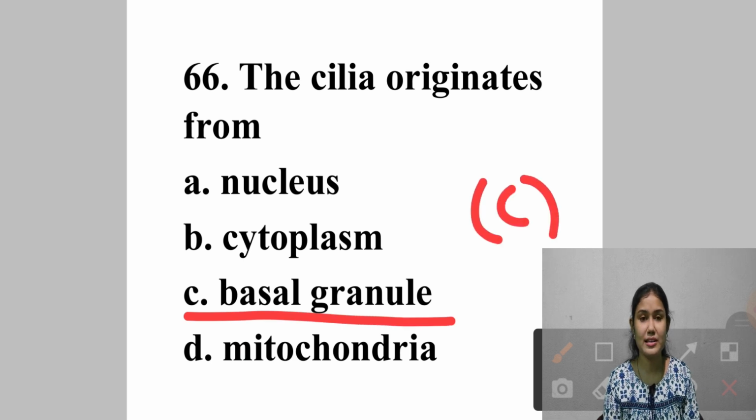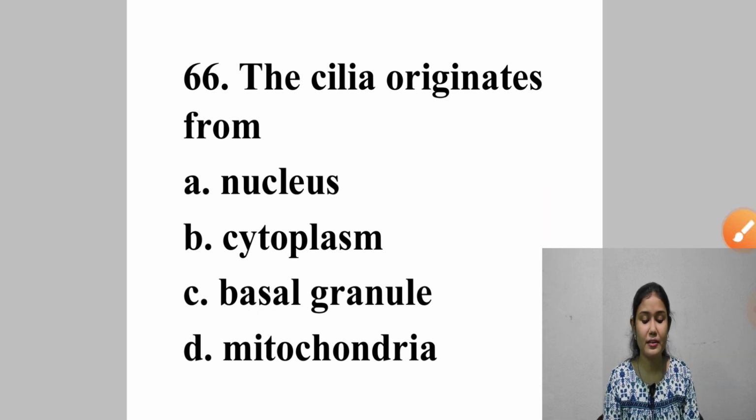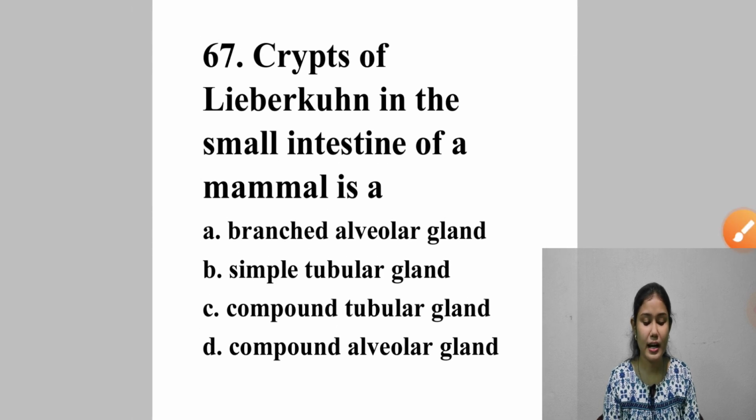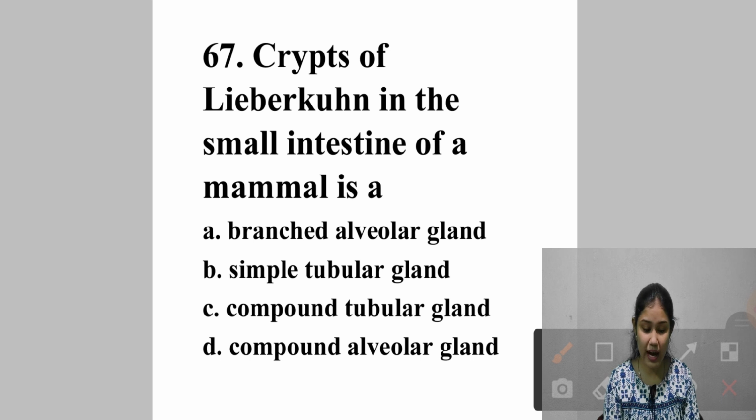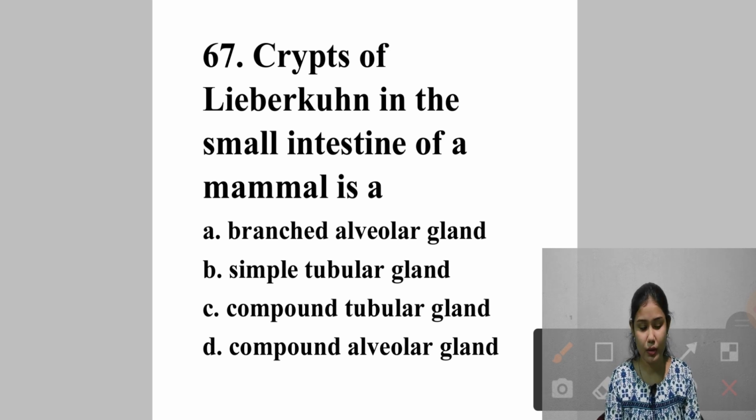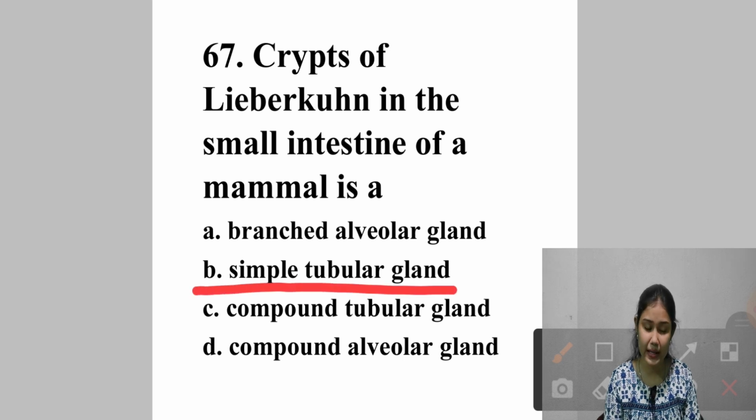Now come to question number 67. Crypts of Lieberkühn in the small intestine of a mammal is A, branched alveolar gland, B, simple tubular gland, C, compound tubular gland, D, compound alveolar gland. Okay, ये याद रखना that crypts of Lieberkühn in the small intestine of a mammal is a simple tubular gland. Okay, answer will be option B.